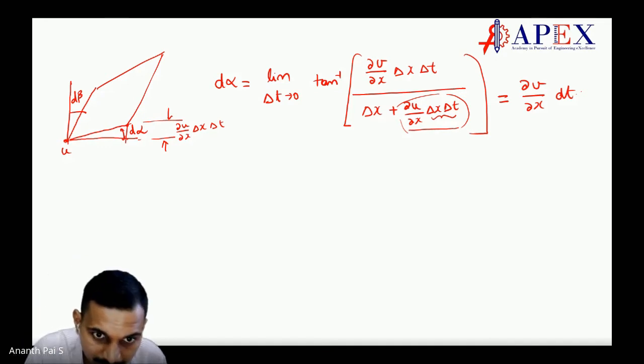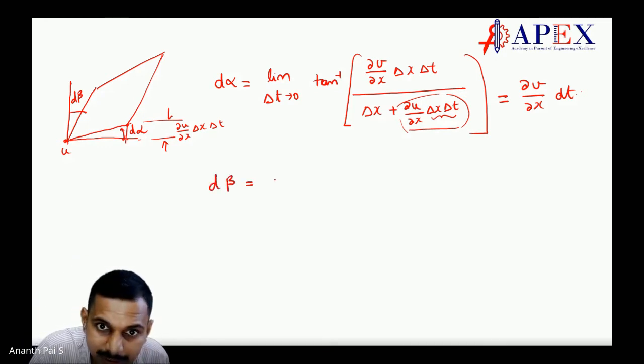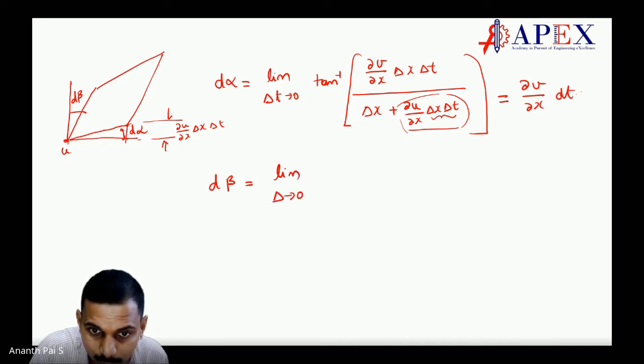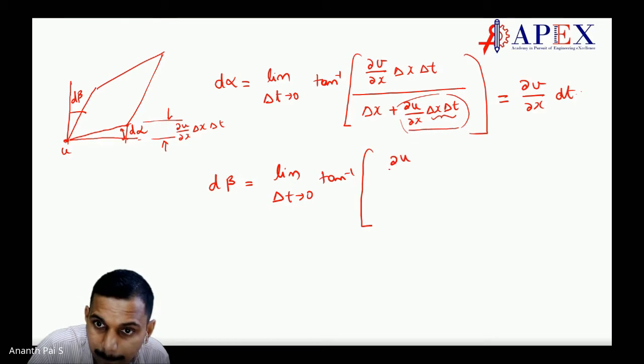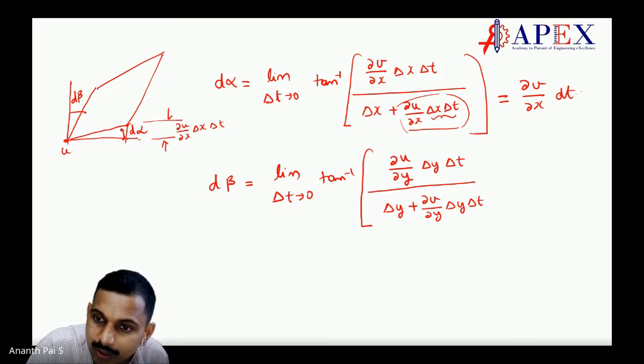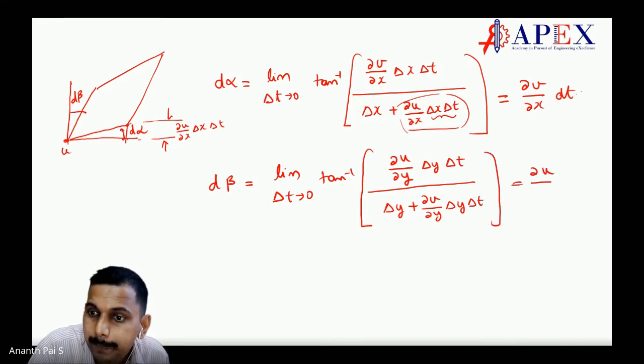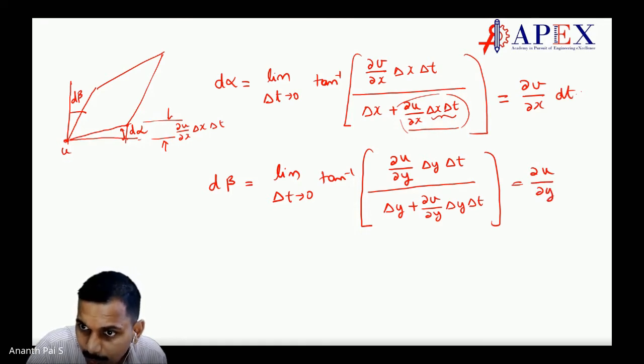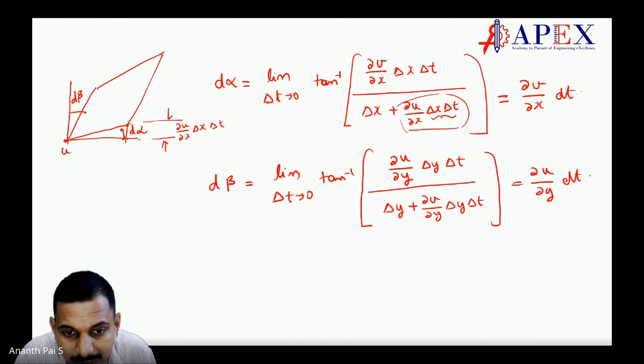Similarly, if I consider d beta, it is the limit delta t tending to 0 of tan inverse of dou u by dou y into delta t, divided by delta y plus dou v by dou y into delta y into delta t. Correct, students? So this comes out to be dou u by dou y into dt.